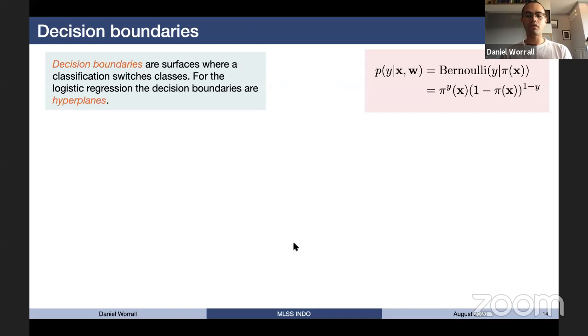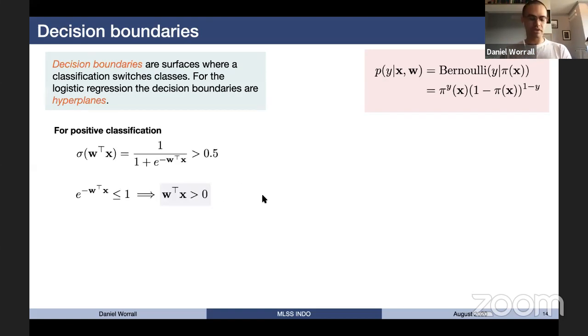Okay, so what are we doing? We're trying to classify points into multiple classes, and we can do this by thinking in terms of what's called a decision boundary. So what is a decision boundary? A decision boundary is a point where the probability of being one class or the other is the same.